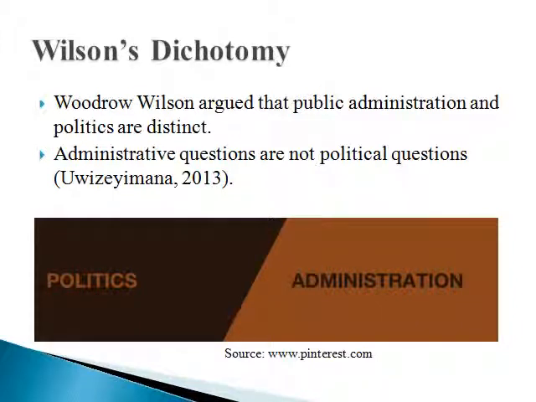Here is Wilson's dichotomy. Woodrow Wilson argued that public administration and politics are distinct. Administrative questions are not political questions. Wilson felt politics and public administration are different fields and should be approached as such. He argued that administration is a field of business that lies outside the scope of politics and should be distanced from the hurry and strife of politics. Administration is concerned with implementing public law.